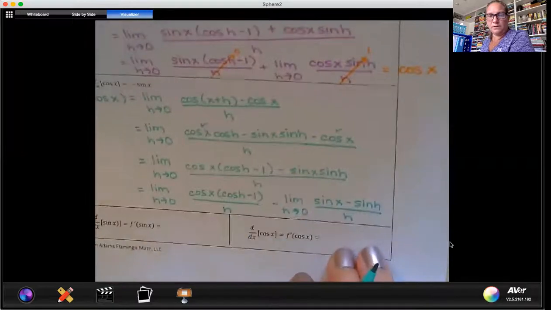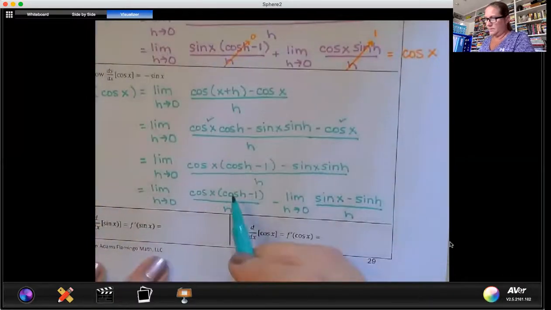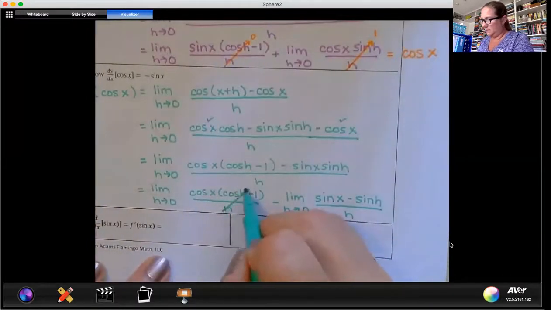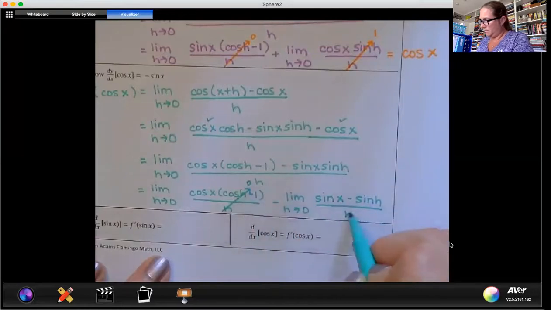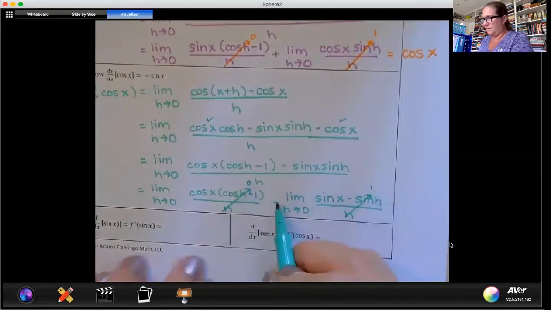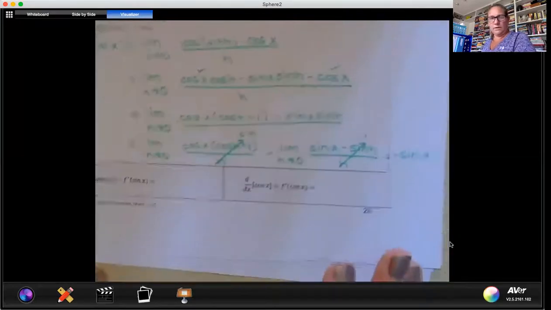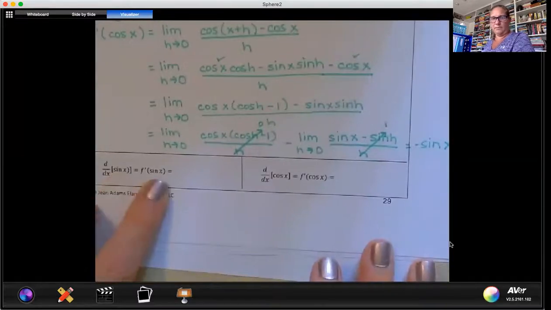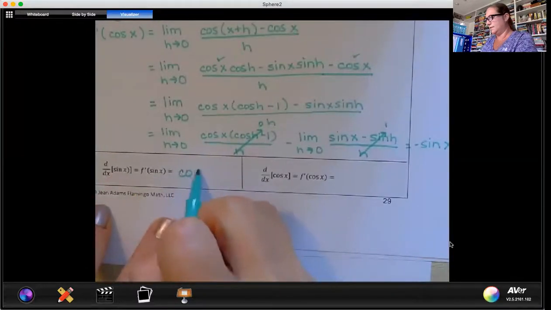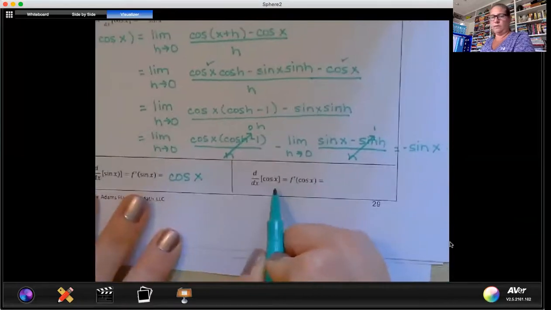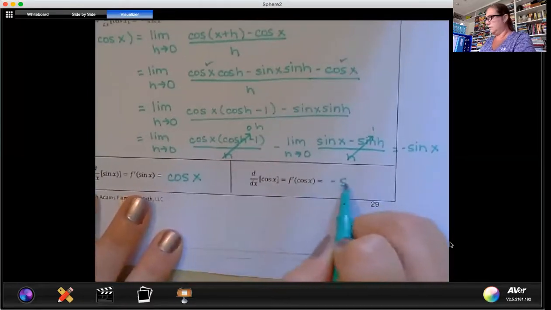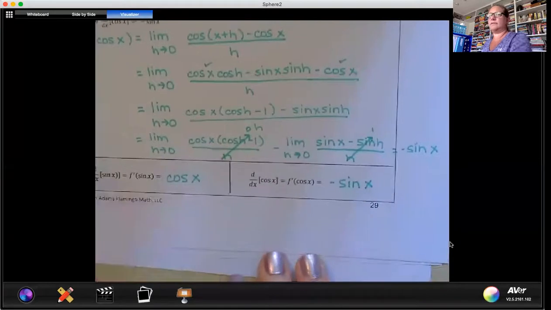And then we're going to use those trig identities at the top. So again, this will equal 0, and this will equal 1. And we have negative sine of x as our answer. So the derivative of sine, or f prime of sine, is cosine of x. And the derivative of cosine, or f prime of cosine, is negative sine of x. And we have proof of that in A and B.